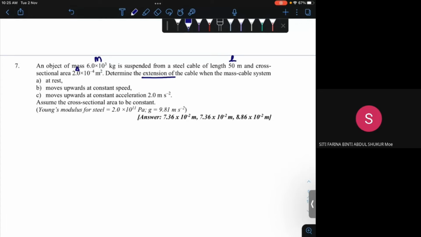So what we have here is a cable. Your cable here has been suspended with an object. On this cable we hang an object.